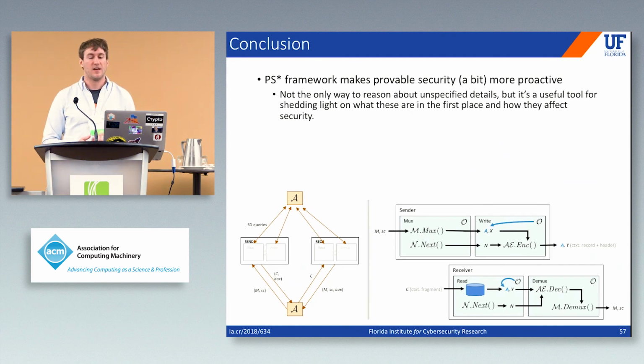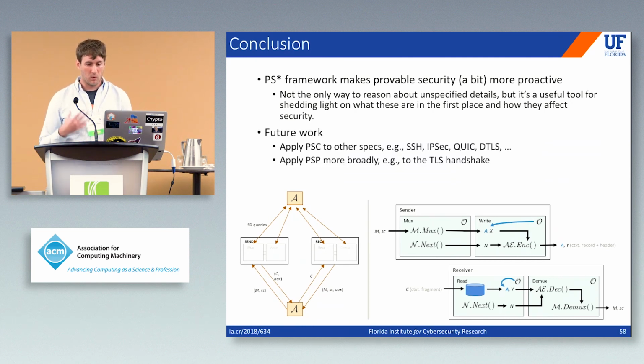And this is why I think the definitional perspective we adopt in our paper will make provable security more proactive. So where do we go from here? I think first, our framework can be applied more or less directly to other specifications such as SSH, IPsec, and QUIC. And we'd also like to see the partially specified protocol framework applied more broadly, for example, to the TLS handshake.